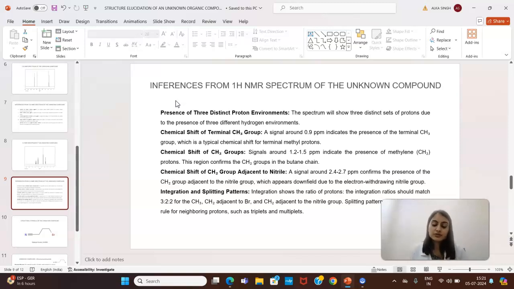Then the third is the chemical shift of the CH2 group. A signal around 1.2 to 1.5 ppm indicates the presence of the methylene protons. This region confirms the CH2 group in the butane chain. And the fourth one is the chemical shift of the CH2 group adjacent to the nitrile. A signal around 2.4 to 2.7 ppm confirms the presence of the CH2 group adjacent to the nitrile group, which appears downfield due to the electron-withdrawing nitrile group.